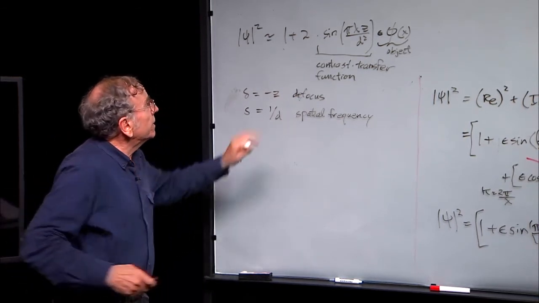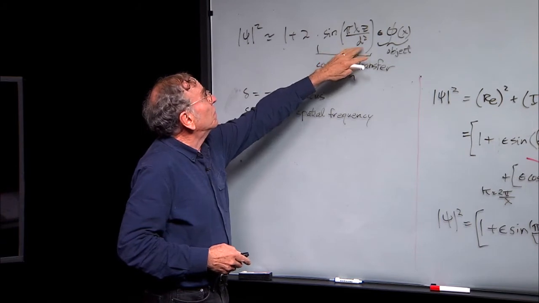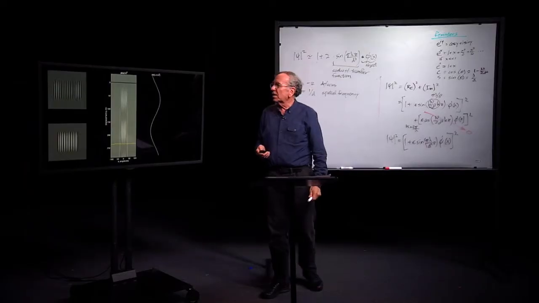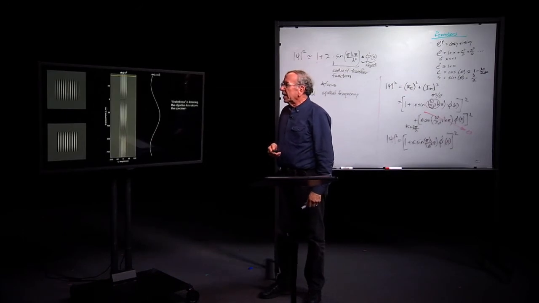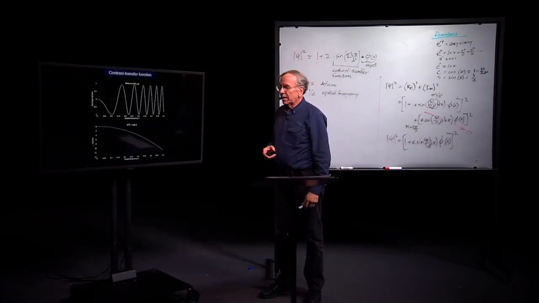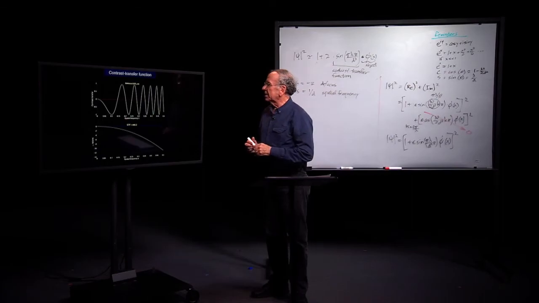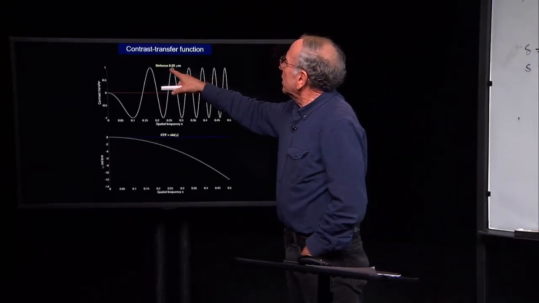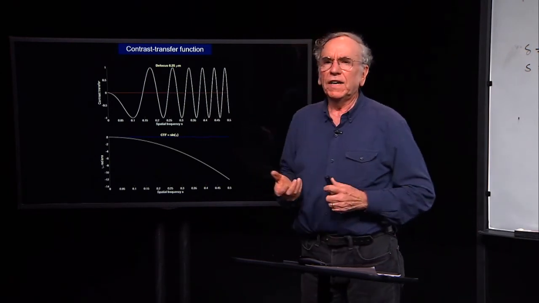So this is the contrast transfer function that we've looked at as we varied z, but another way to look at the contrast transfer function is to look at it as we vary the spatial frequency s. So here we go. We defocus by 0.25 microns.